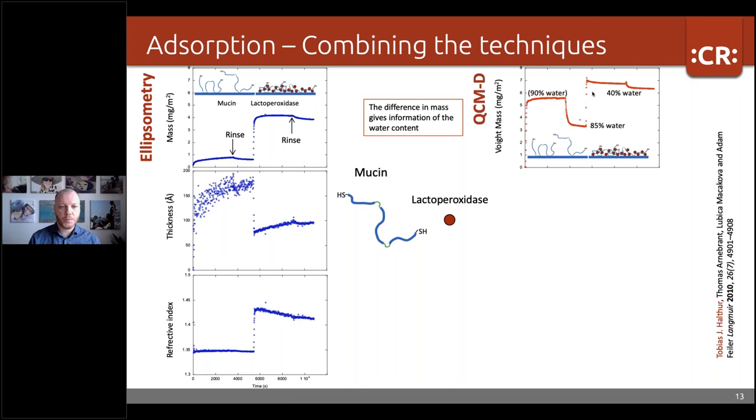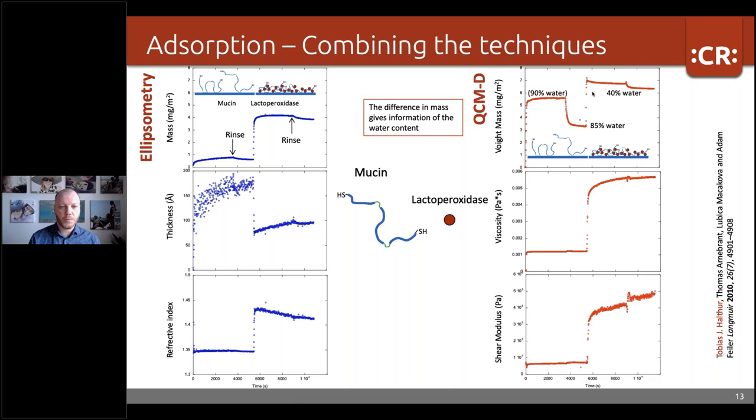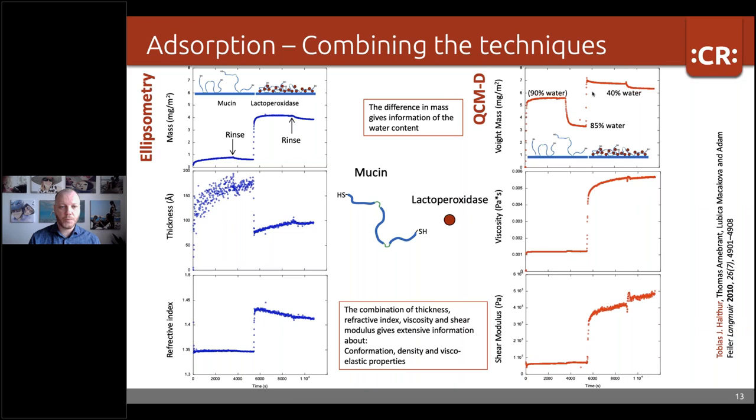Using this software, you can also calculate the viscoelastic properties such as viscosity and shear modulus. So by using both of these techniques, you can get not only the dry mass, but also the total mass and the water content. You get thickness, refractive index, viscosity, and shear modulus. So a lot of information just by doing two measurements in two different instruments. And this was all done on silica, so hydrophilic silica surfaces.